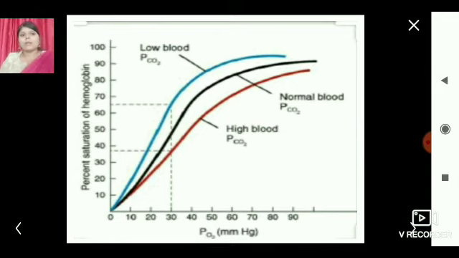The higher the partial pressure of carbon dioxide, the more the curve shifts towards the left-hand side, so that the saturation level is comparatively lower at a higher partial pressure of oxygen molecules. When it is plotted on the graph, you can see it very clearly here. The normal one is the normal graph which we have studied earlier also.